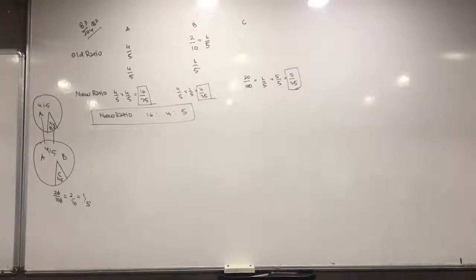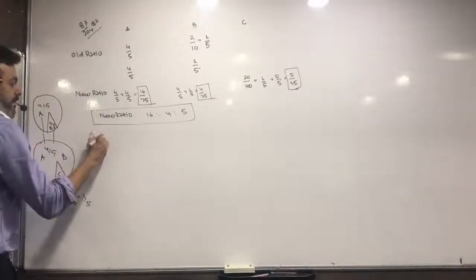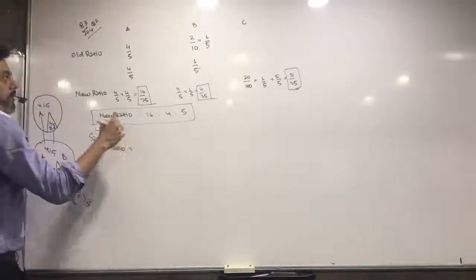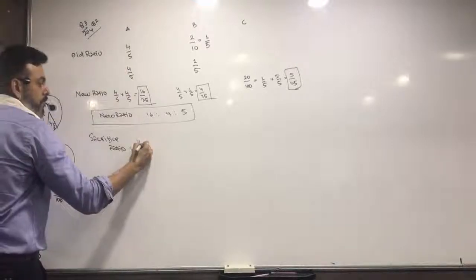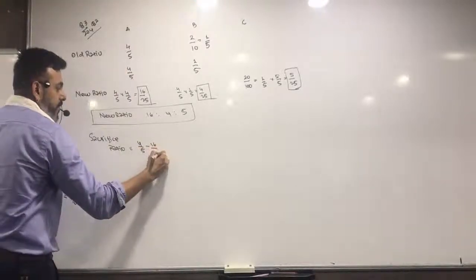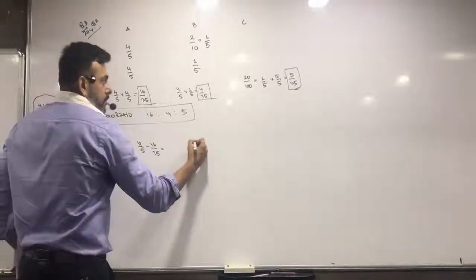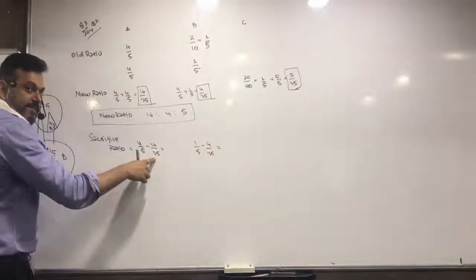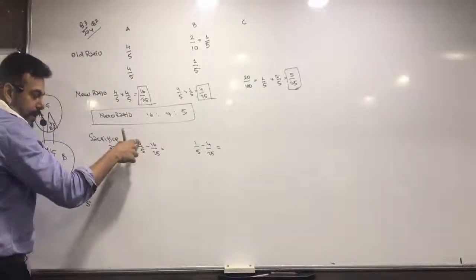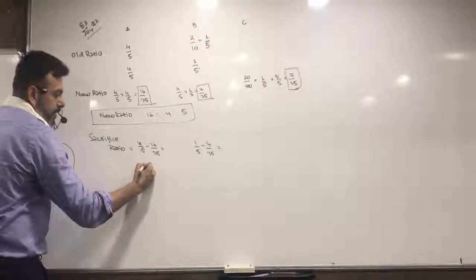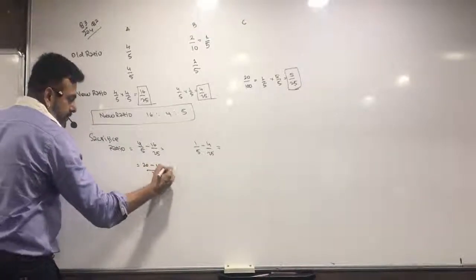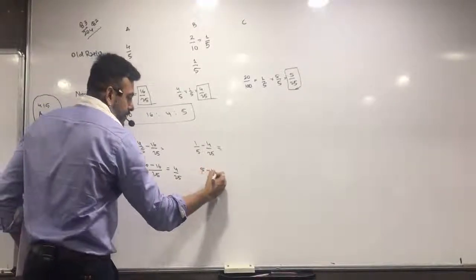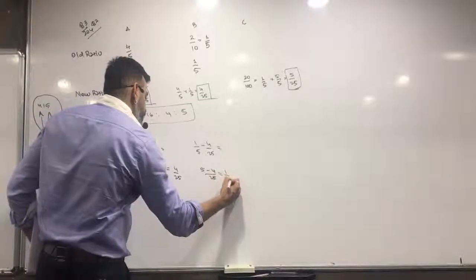Can we find the sacrifice? Okay. Sacrifice ratio is equal to old minus new, 4 by 5 minus 16 by 25, 1 by 5 minus 4 by 25. 25 is the LCM. So multiplying 25 over here, 5 5s are 25, 5 4s are 20, minus 16 upon 25, which is equal to 4 by 25. 5 5s are 25, 5 minus 4 by 25, 1 by 25.